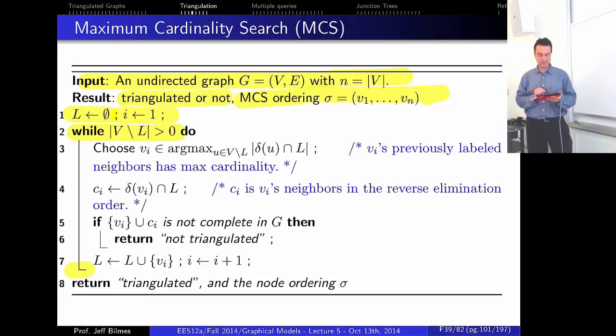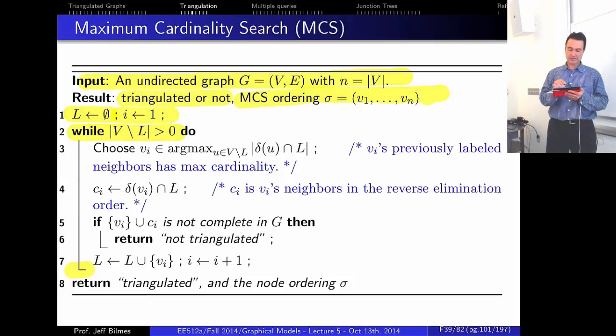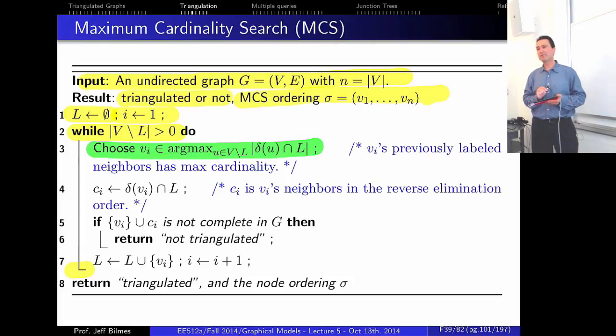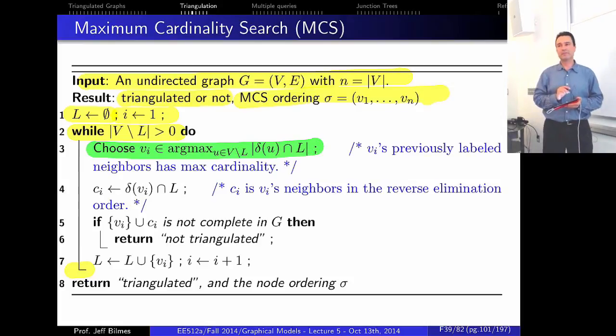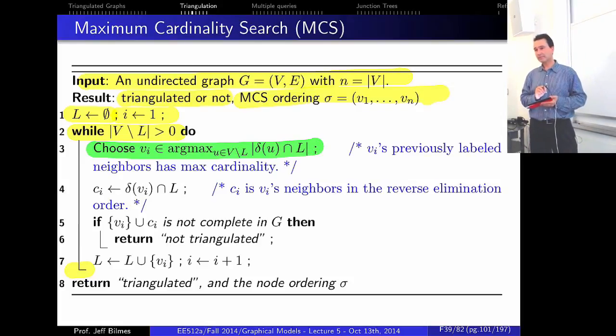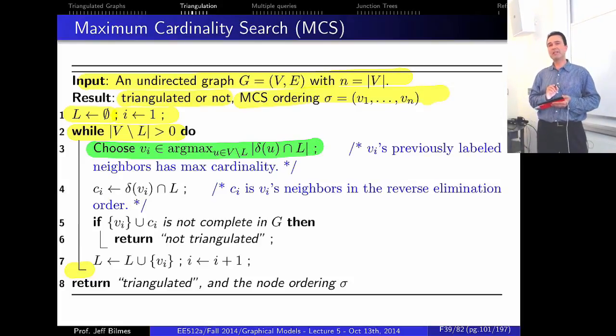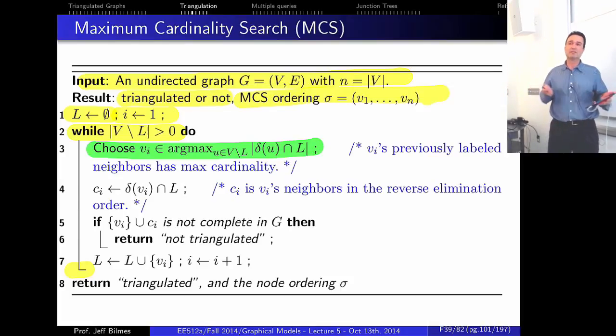We repeat this loop while there are still unlabeled nodes remaining. And then this next step is how the algorithm gets its name. We choose the next node whose labeled neighbors have maximum cardinality. So we choose the node U whose neighbors, delta U, intersect with the labeled set is maximum. So this is the maximum cardinality search.